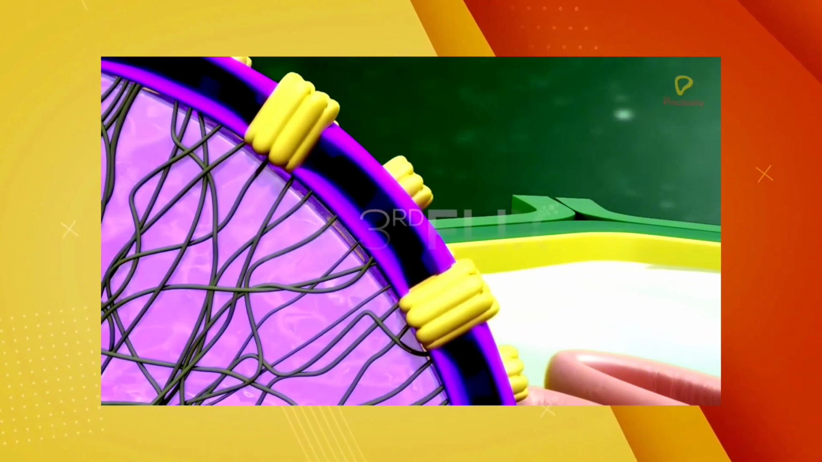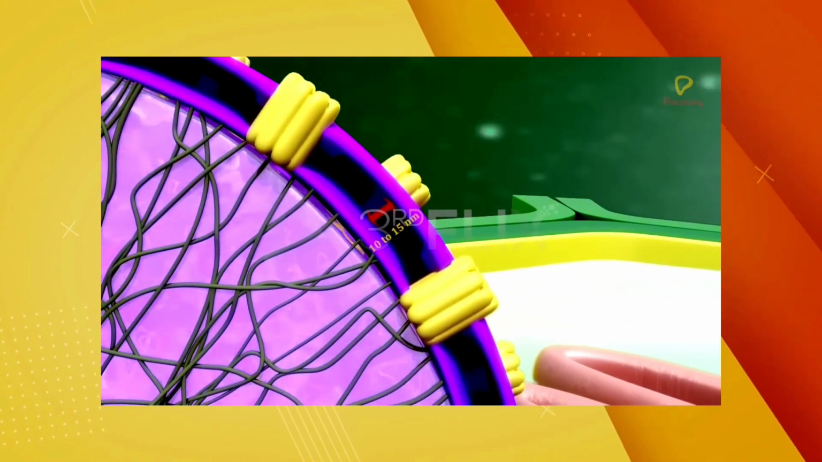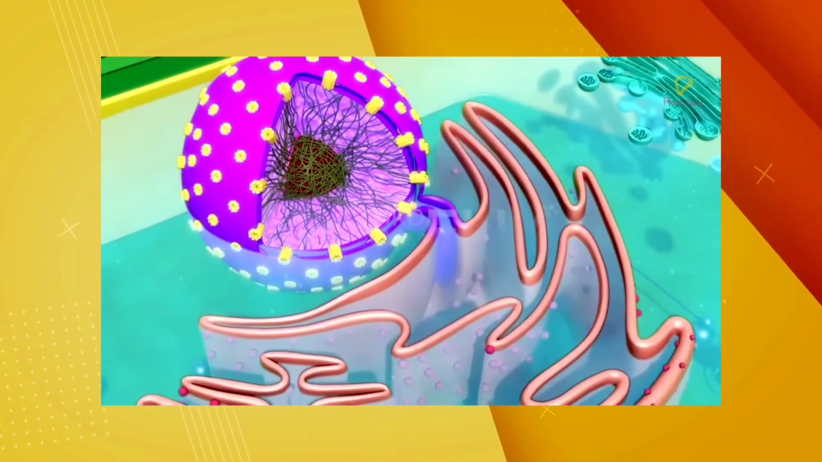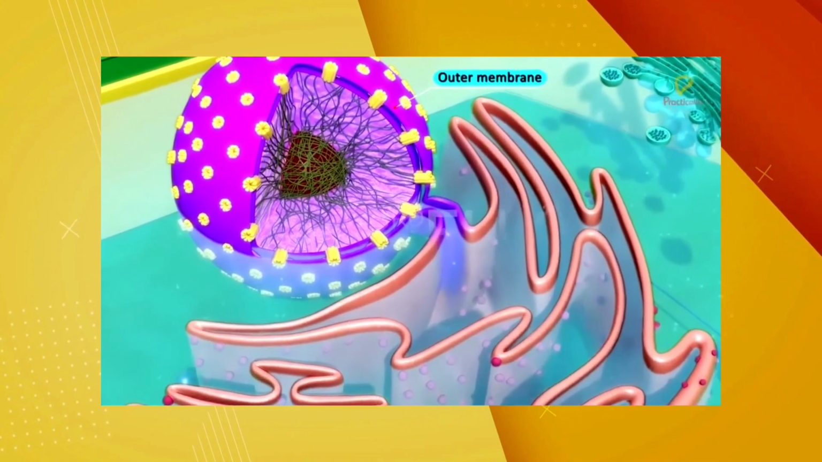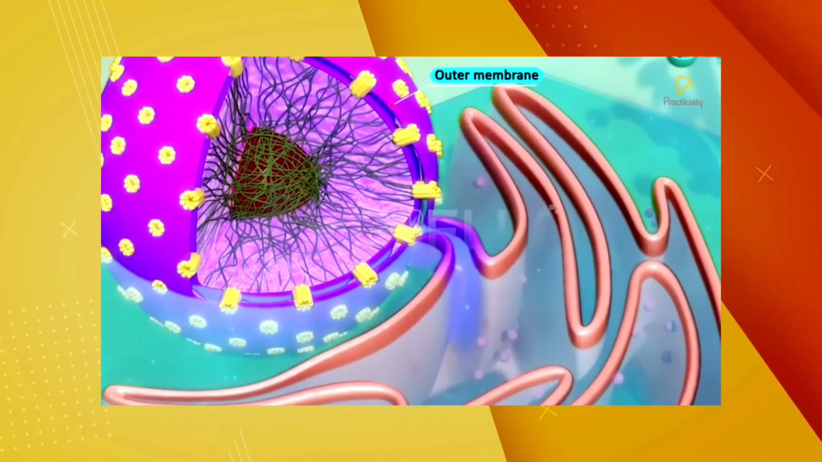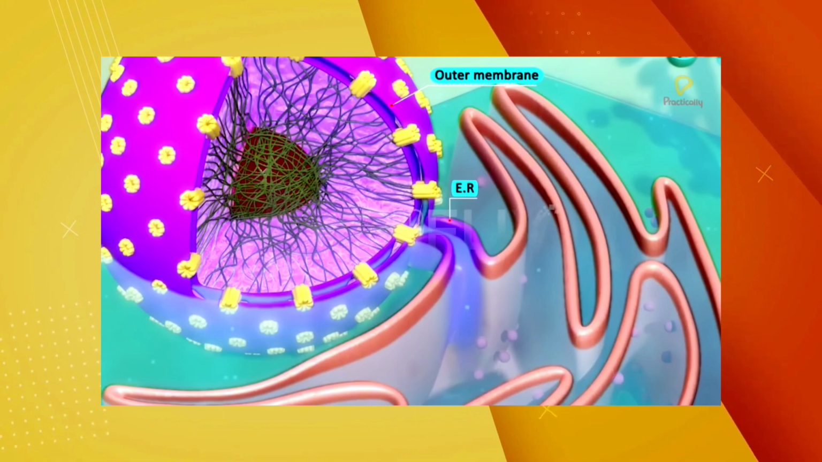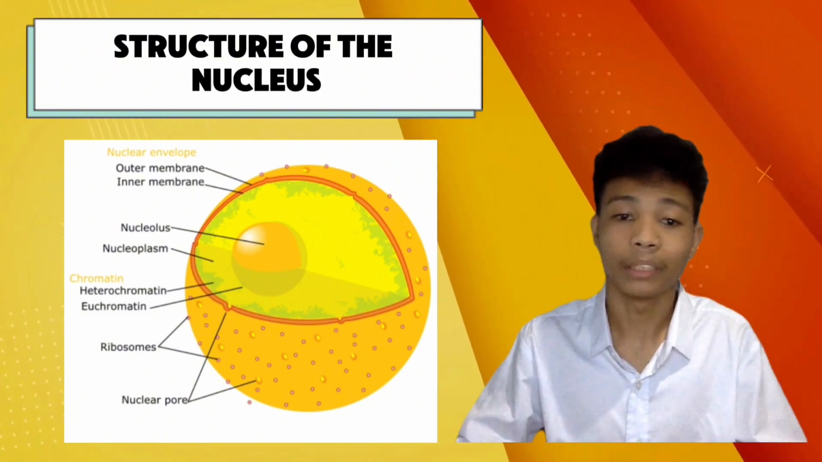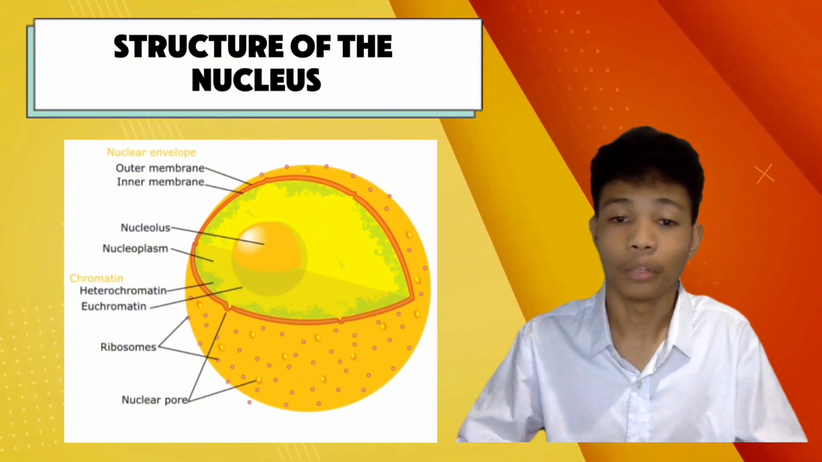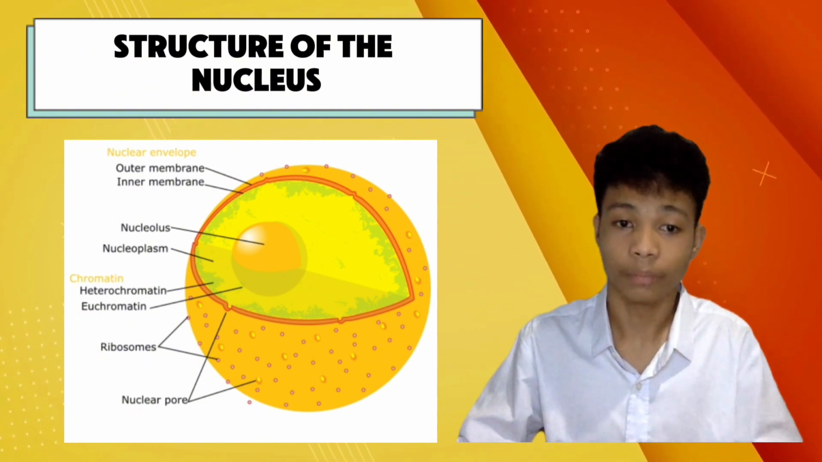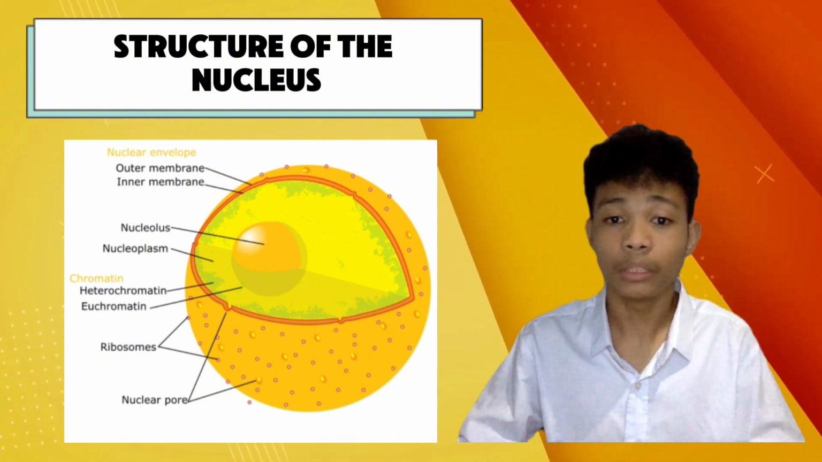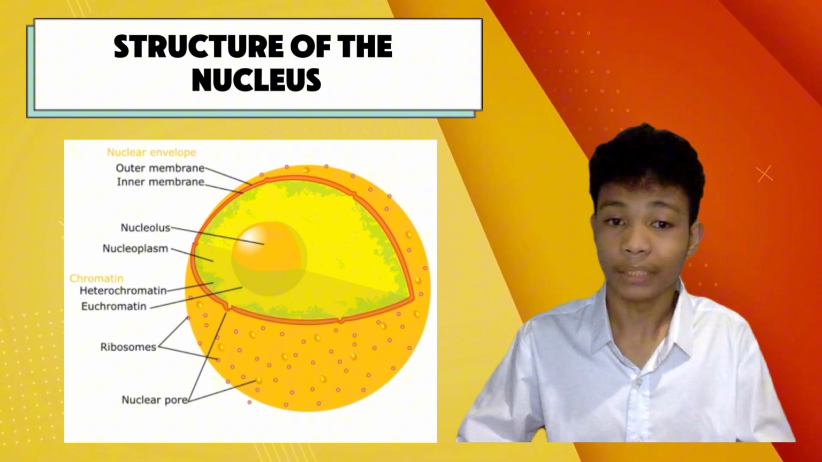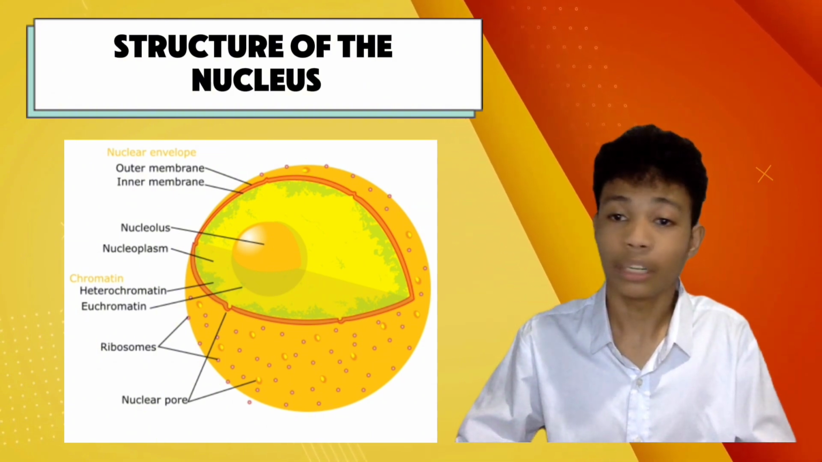The nuclear envelope isn't a solid barrier. It's studded with nuclear pores, complex structures that act as gateways, allowing selective passage of molecules between the nucleus and cytoplasm. These pores are essential for transporting materials like RNA and proteins in and out of the nucleus. The space between the 2 membranes is called the perinuclear space. It's continuous with the ER lumen.